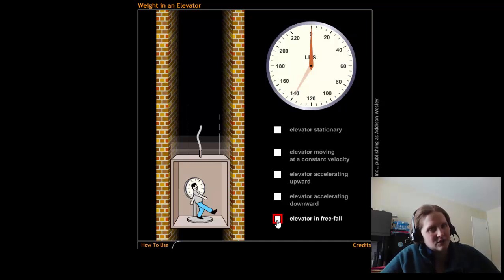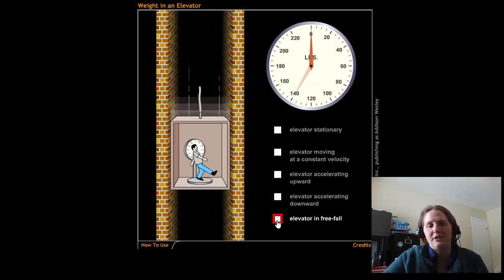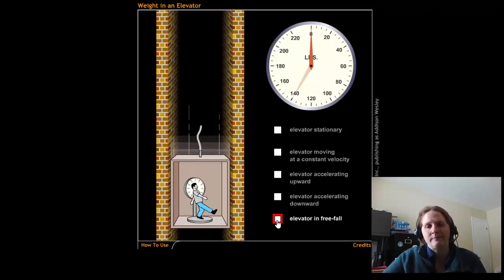So take a second and just internalize that idea, write it down, put a box around it. You can be weightless on Earth. All you have to do is be falling without support, and you are weightless. You are in free fall.